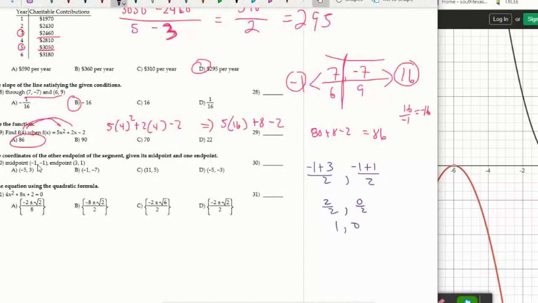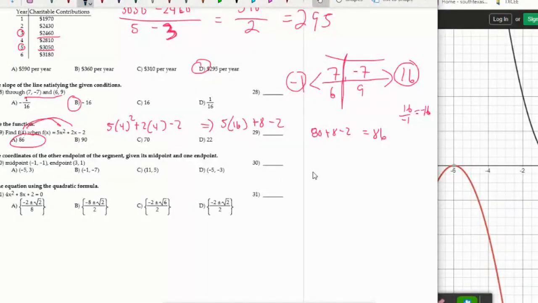Oh. I saw midpoint and I automatically assumed they were solving for the midpoint. We need to find the other. My bad. Back up the bus. They were giving us the two endpoints, and we found the midpoint. They're giving us the midpoint and the endpoint.